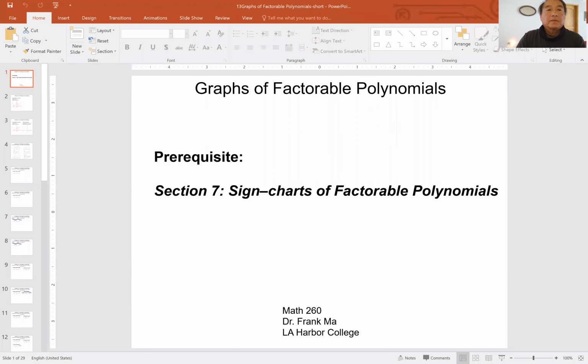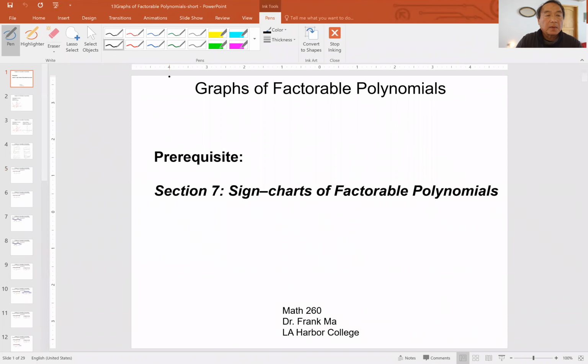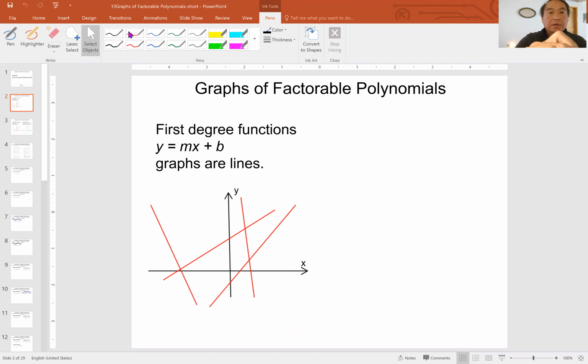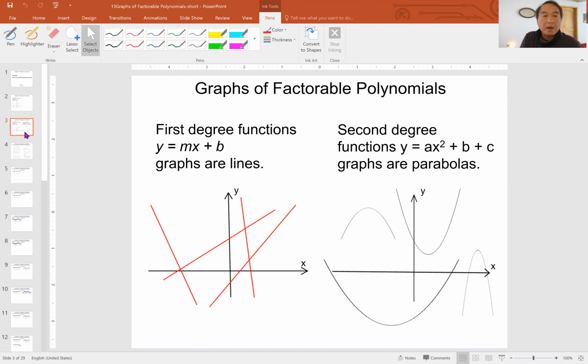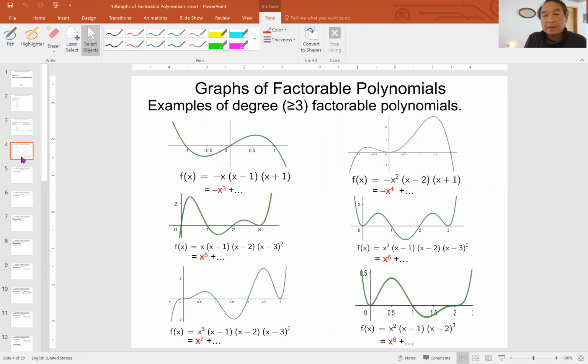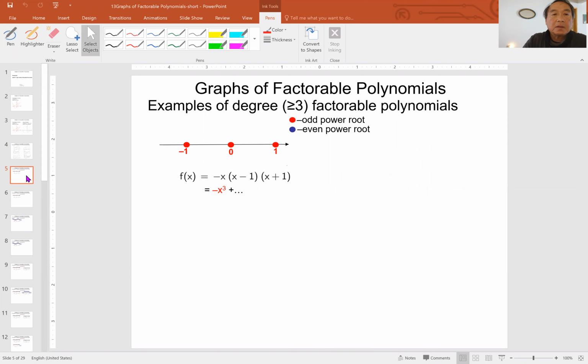The prerequisite for these sections is the sign chart for factorable polynomials. The graphs for first degree functions are lines, and the graphs for second degree formulas are parabolas. Here are some graphs of the higher degree factorable polynomials, and these are done by sign chart. Let's look at the first one.